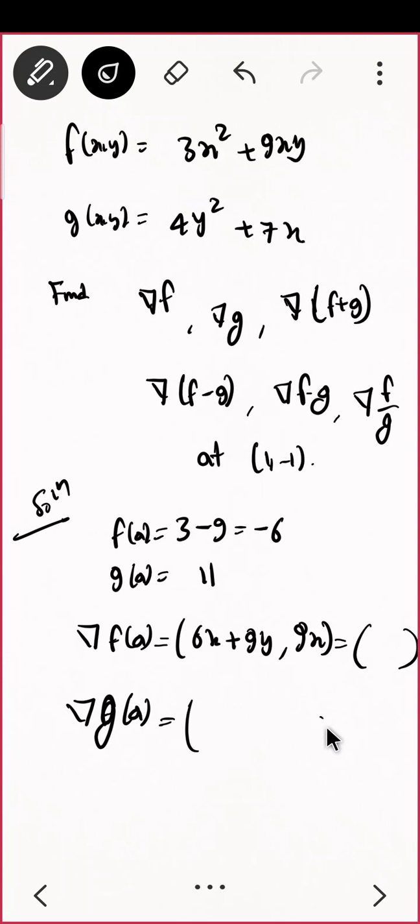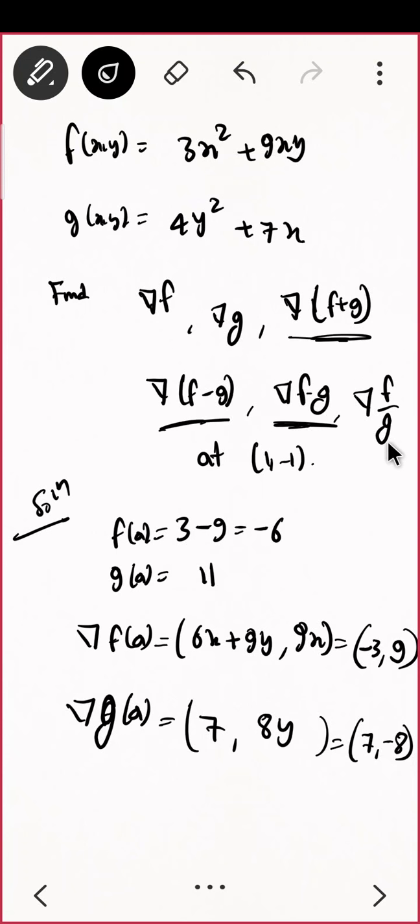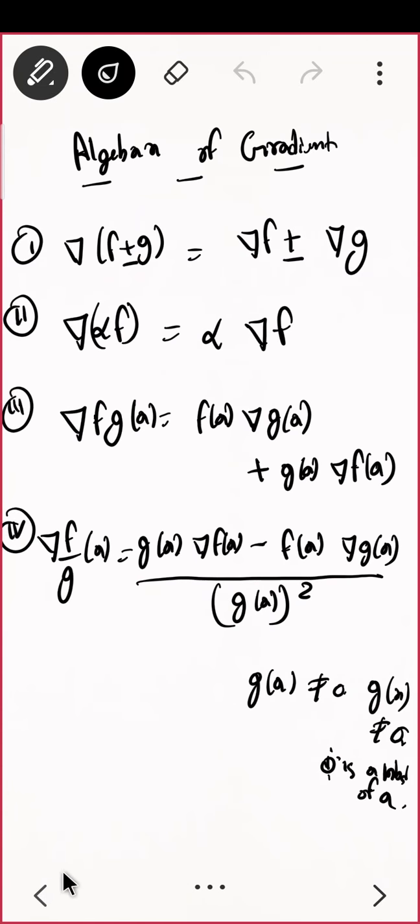Same here also. G with respect to x किया तो it will be 7. With respect to y किया तो it will be 8y. If you put 1 and minus 1, it will be 7 and minus 8. And यहाँ पे भी कर लेते, तो ये क्या आएगा? 6 minus 9. So 6 minus 9 is minus 3. Correct? And what is this? 9x, so it will be just 9. Correct? So you can easily get this del f plus g, del f minus g, del f into g, del f by g by using the formula which I just wrote here, correct?